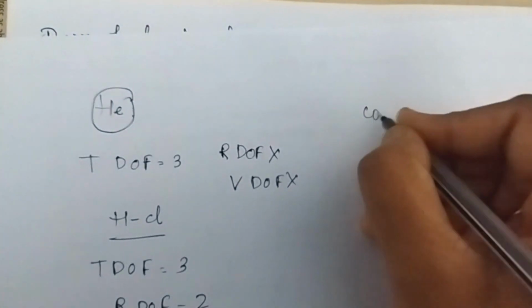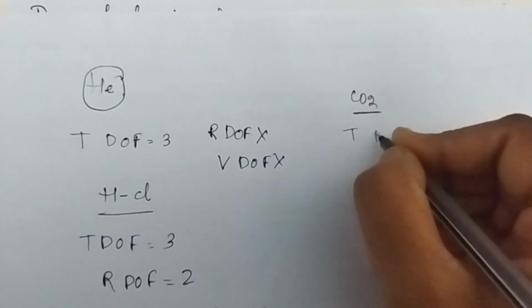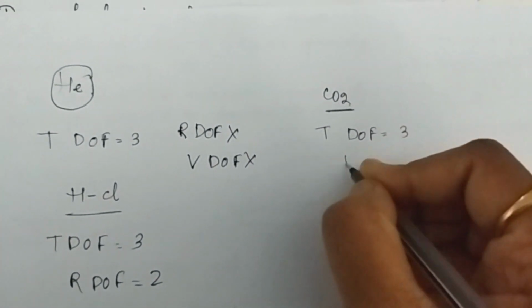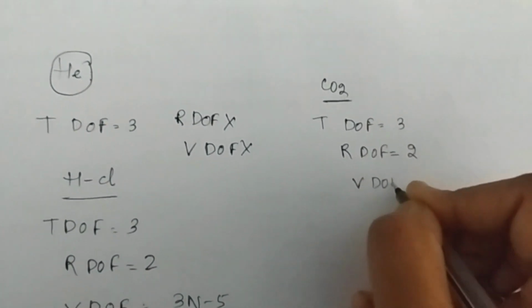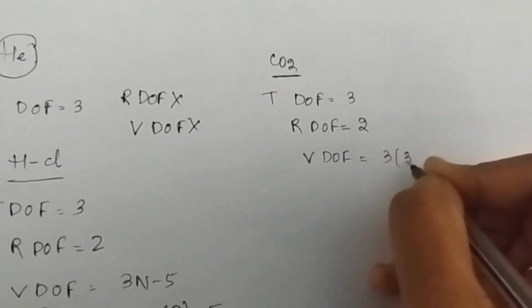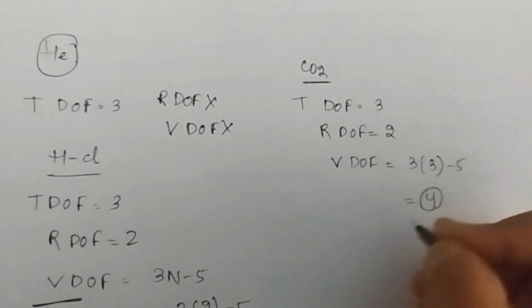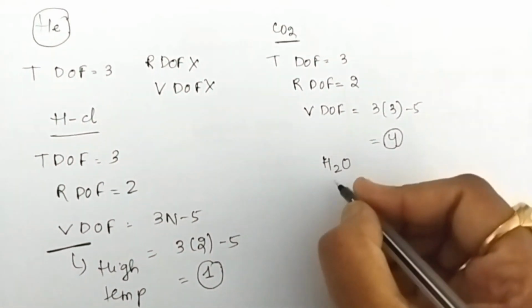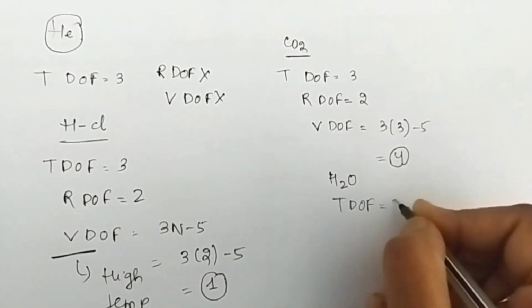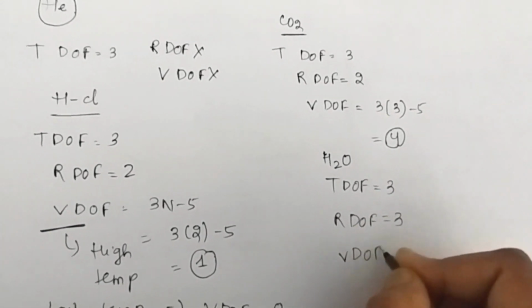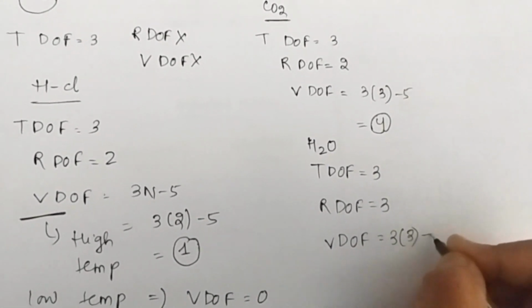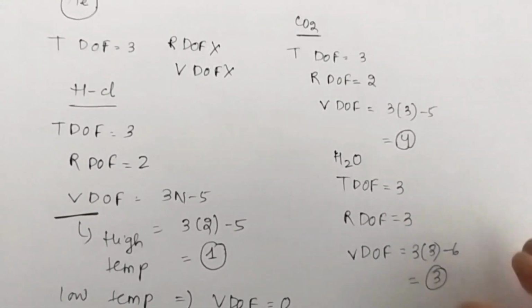If I consider carbon dioxide, also a linear molecule, translational degree of freedom is equal to 3. Rotational degree of freedom for linear molecule is 2, then vibrational degree of freedom is 3n minus 5, 3 into 3 minus 5, 9 minus 5 is equal to 4 at high temperature. If I take water, it is a non-linear molecule, translational degree of freedom 3, rotational degree of freedom for non-linear molecule is 3, vibrational degree of freedom at high temperature is 3 into 3 minus 6, 9 minus 6, that is equal to 3.